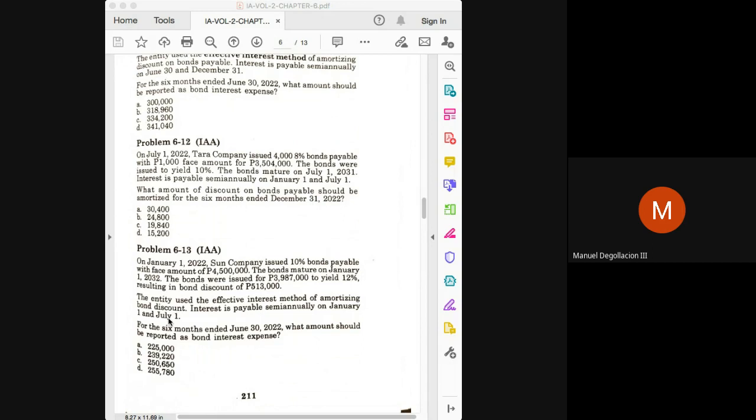Again, that is simply the face amount of 4,500,000 minus the remaining or the unamortized discount of 498,780. And what is our alternative solution? The previous carrying amount of 3,987,000 plus the amortization. How much was the amortization of the discount for the first 6 months? It's 14,220. And you would still get 4,001,220. Okay.